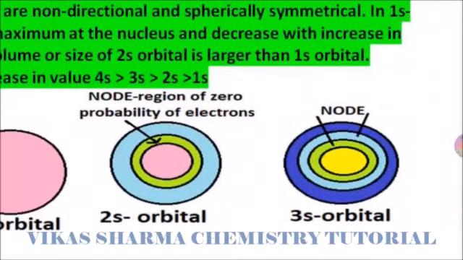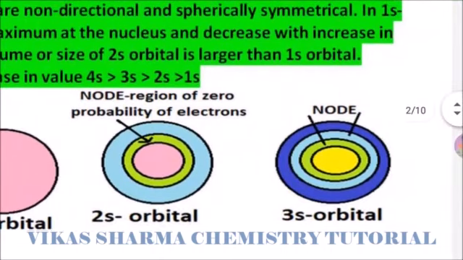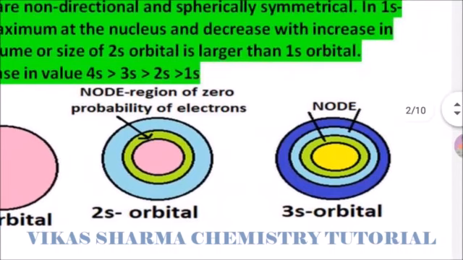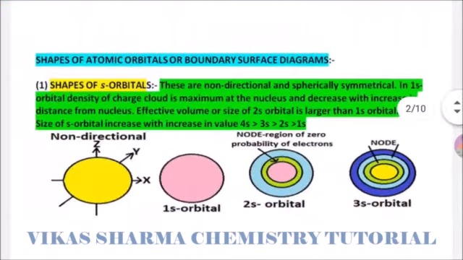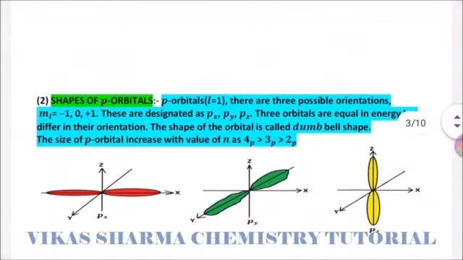So the 2s orbital has a node, a region where there is zero probability of finding an electron, meaning electrons are not found in this region. So if the energy level increases, meaning 1s, 2s, 3s, 4s, the nodes also increase. Student, next the shapes of p orbital.